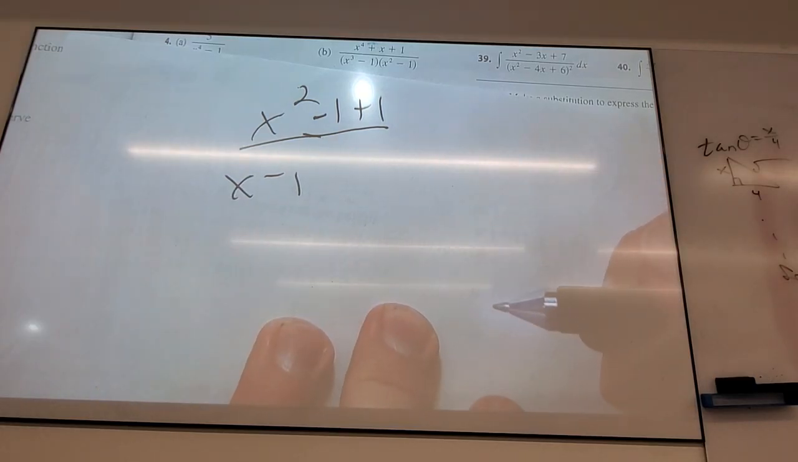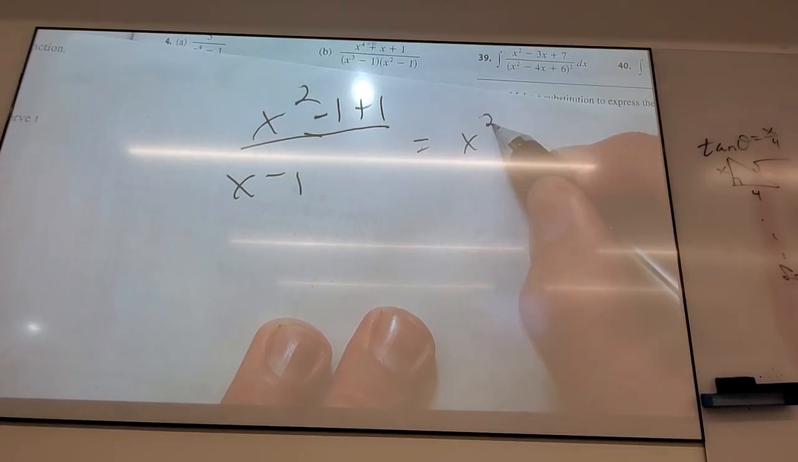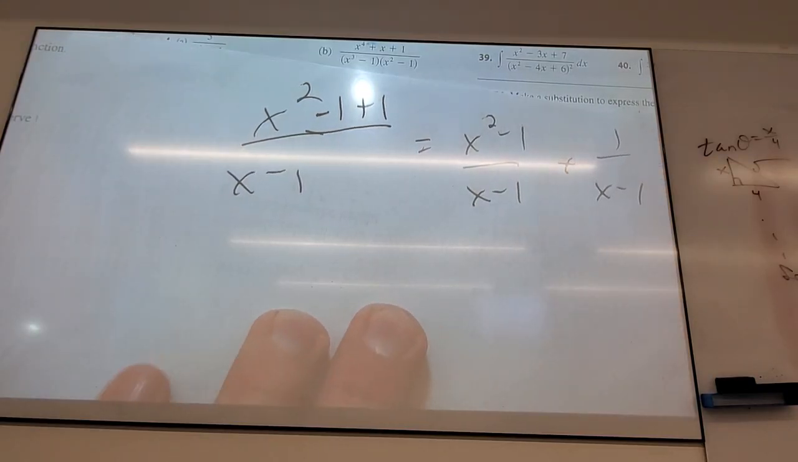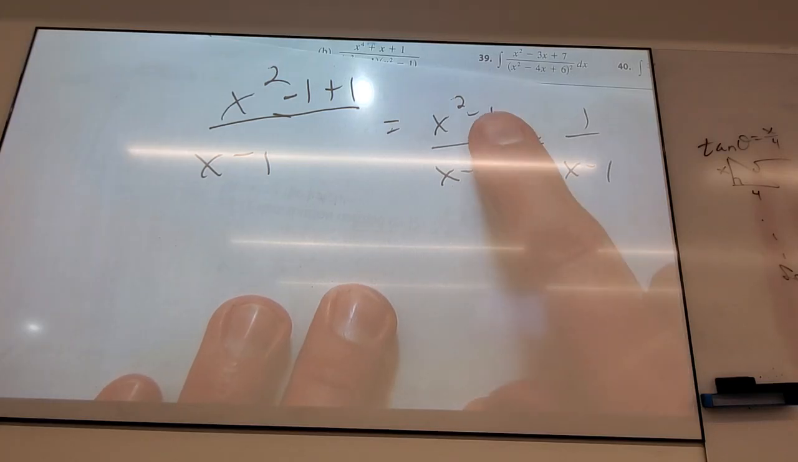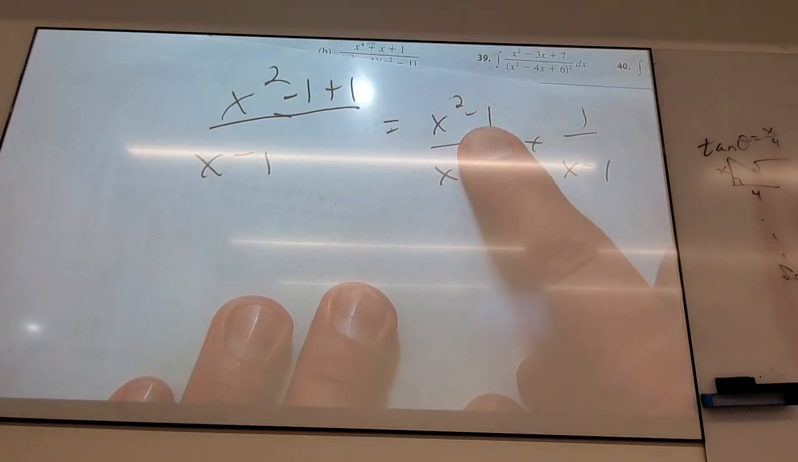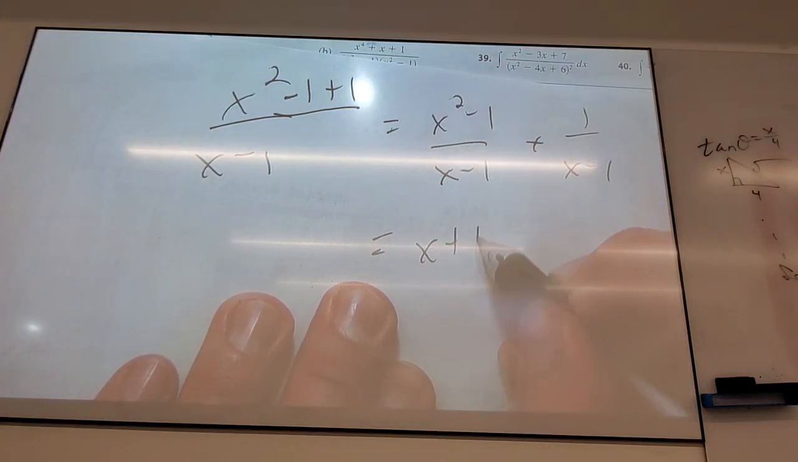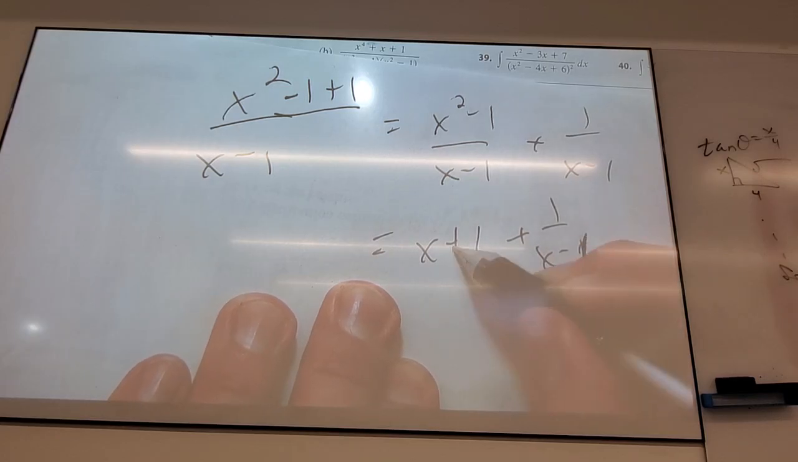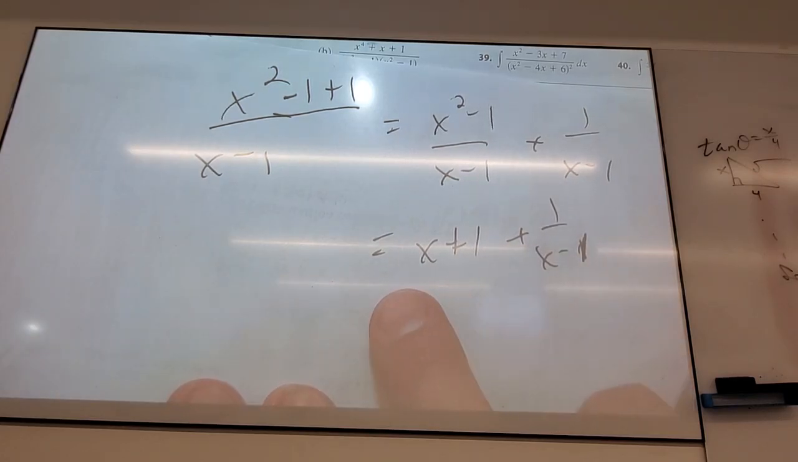Did I change the problem? Nope. You just did nothing, Jeff. Can I do this now? Yeah. Can't I factor that? Won't the x minus 1 piece cancel? Didn't I just do long division without doing long division? You guys see that? Long divide and then this is the remainder? Do you guys see that?